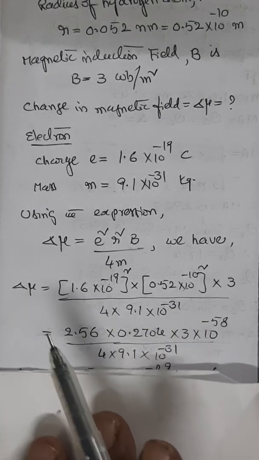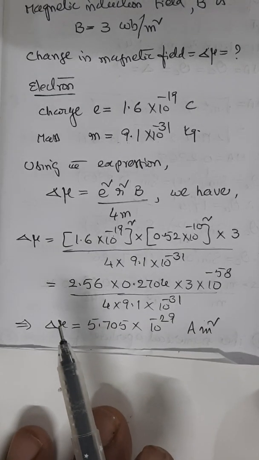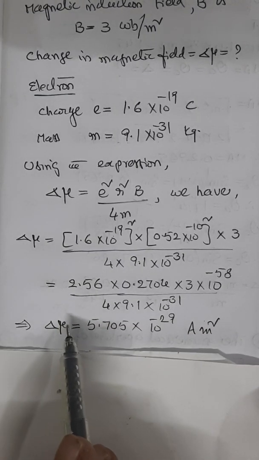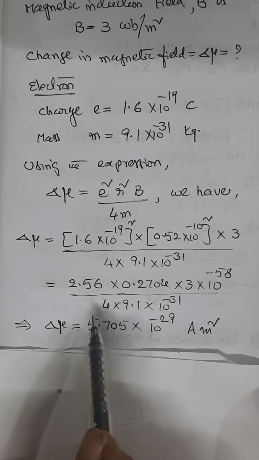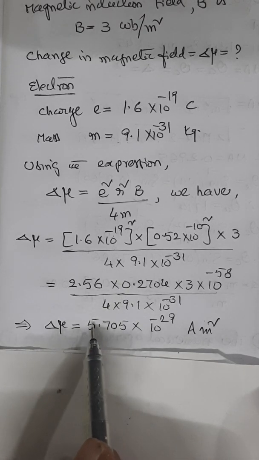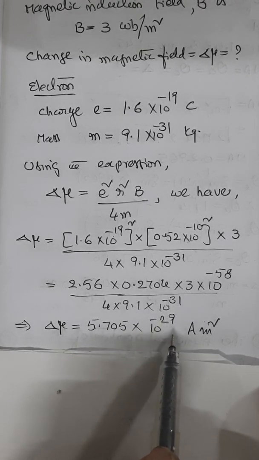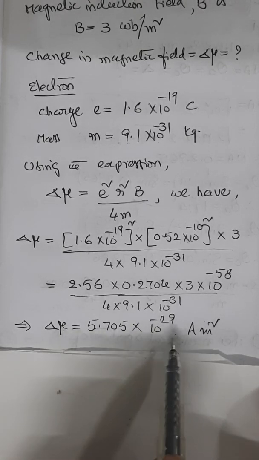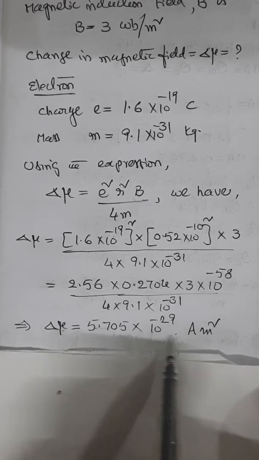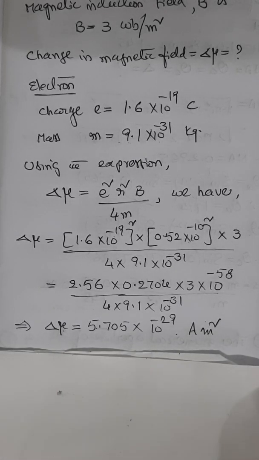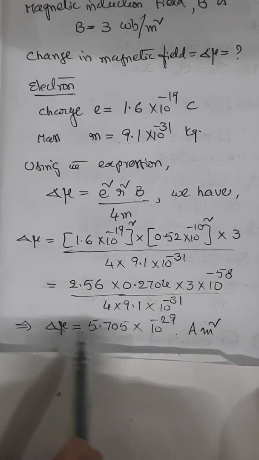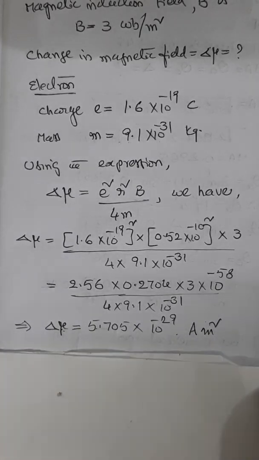So what is the ultimate product you will have? This is the change in magnetic moment. Delta mu is equal to, having simplified, we got the value as 5.705 into 10 power minus 29. This is magnetic moment. Ampere meter square is the unit. Please remember that in physics, units are very crucial. Without units, it doesn't have any value. So this is the change in magnetic moment, and its unit is ampere meter square.